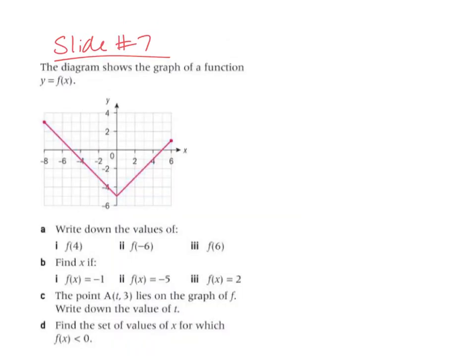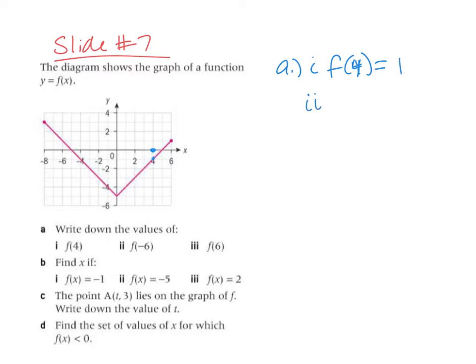Okay, moving on to slide number 7. It says the diagram shows the graph of the function y equals f of x. So letter A, we're going to find some function values. So for letter A, I, f of 4 is the output. Remember, f of 4 is your y value. It's the output when the input is 4. So when x goes into this function, it looks like that y value is -1. So f of 4 is -1.